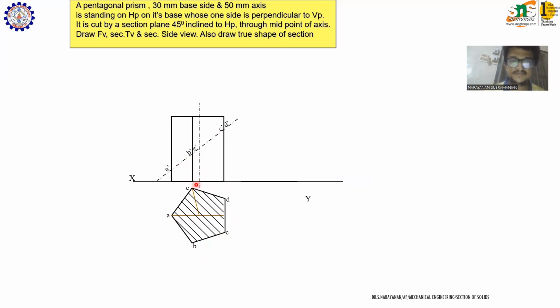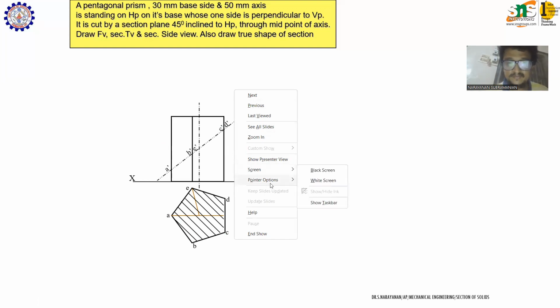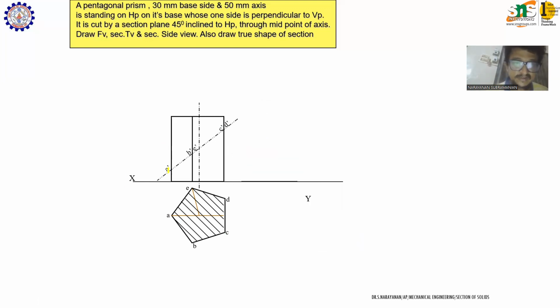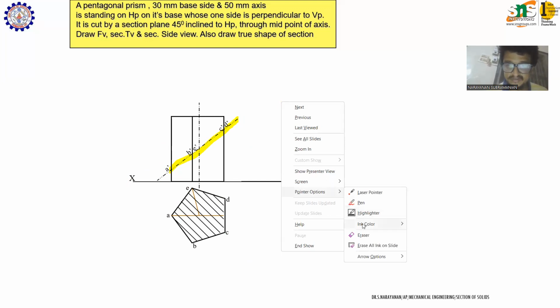So you will hatch using a command called HATCH. Using the hatch command, you have to select a pattern and draw the hatch lines like this, right? Now you have to draw the true shape of the section. So this is the sectioned view. What will be the true shape? For example, if it is cut like this, what will be the true shape of the pentagon in that particular section? So we have to draw that, right?